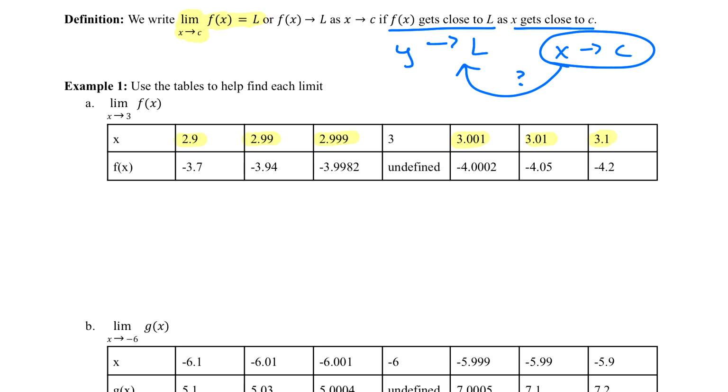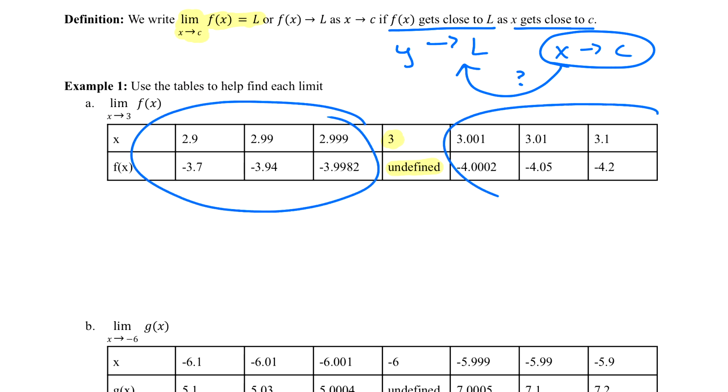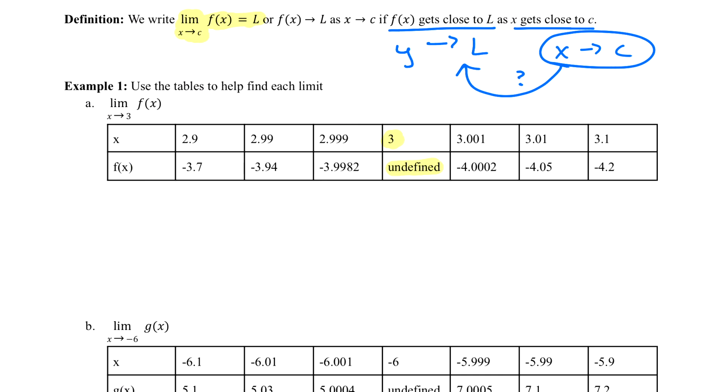We need to think about both sides. Since we're doing a two-sided limit, we need to think about both the left-hand limit and the right-hand limit before we can draw any conclusions about the two-sided limit. One other thing I'll point out is that the behavior at 3 here says it's undefined. Maybe the function is defined at 3, maybe it's not. We don't even need to know that information. Remember, when we're thinking about limits, we're just thinking about what happens close to 3 on either side. The value of the function at 3 is a different story. But for limits, we just need to know what's happening close to 3.